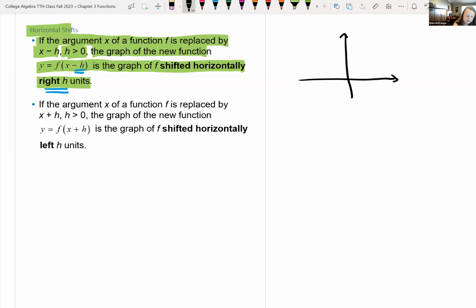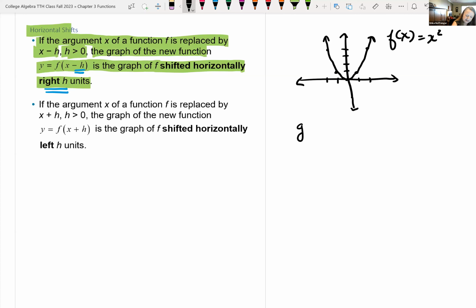Just to make life easier, let's keep with y equals, or f of x equals x squared. Plotting our points, again, we got (0, 0), (1, 1), (2, 4), (-1, 1), (-2, 4). And let's call this f of x. And f of x is equal to x squared.